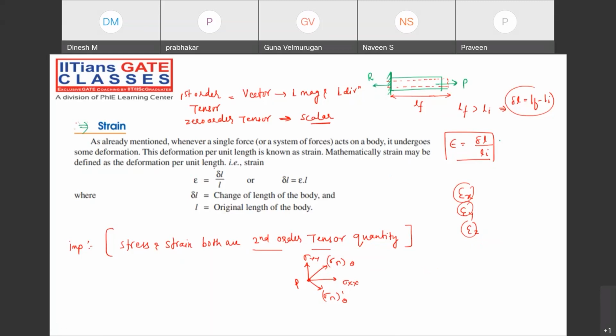So here also, when we talk about strain, we define it in two categories: normal strain and shear strain, right? Again, normal strain has two types: tensile strain and compressive strain. Whenever any member is elongated, a tensile strain will be developed. Whenever any member is compressed, we say it's a compressive strain. So yeah, note down, very, very important.